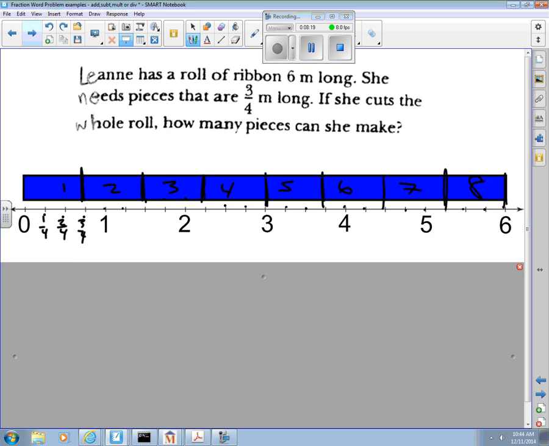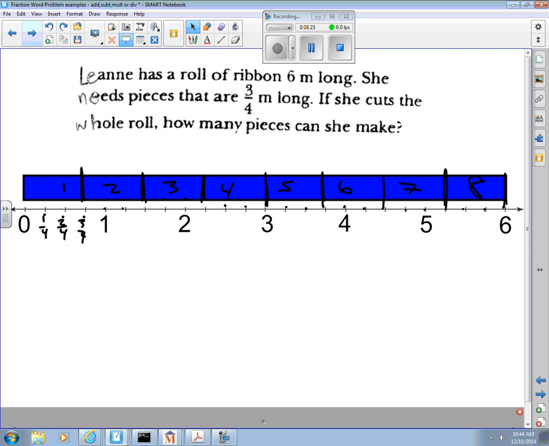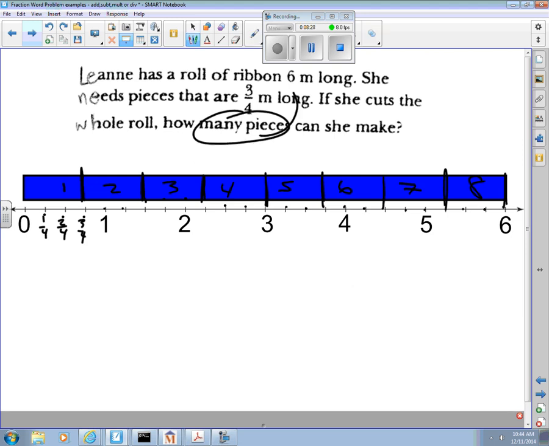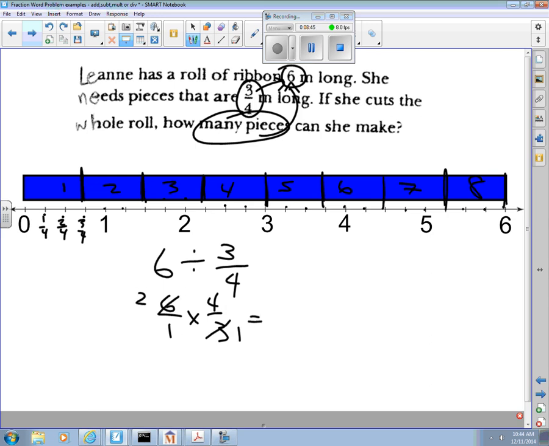Okay, what if I wanted to do this with symbols and not with a picture? Well, I'd have to think this was a divide. How many pieces can you cut out of something is like saying how many pieces this big go into that big. As I like to tell my class, that's a gazinta, which is always a divide. So it's 6/1 times 4/3. Do the nice little cancel there, and you get the same answer that we got a second ago with the picture. We get 8.